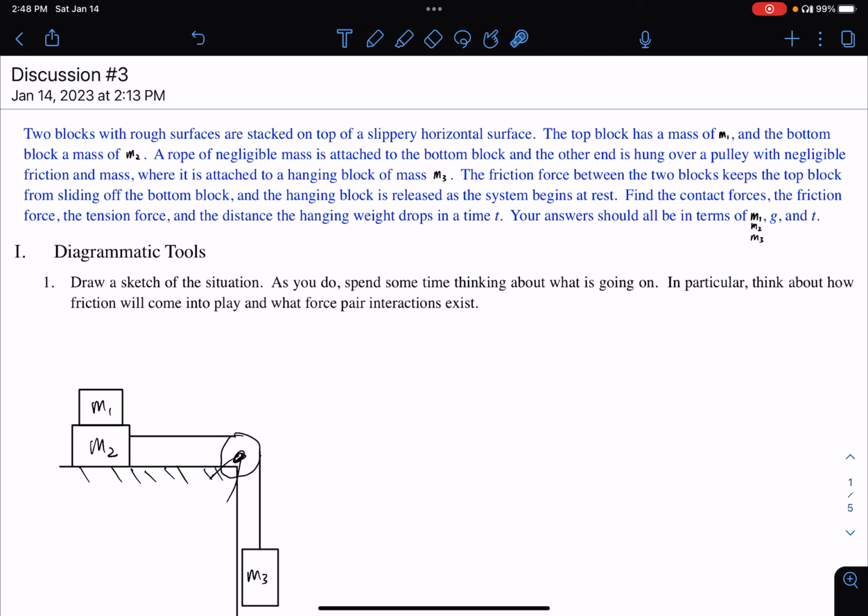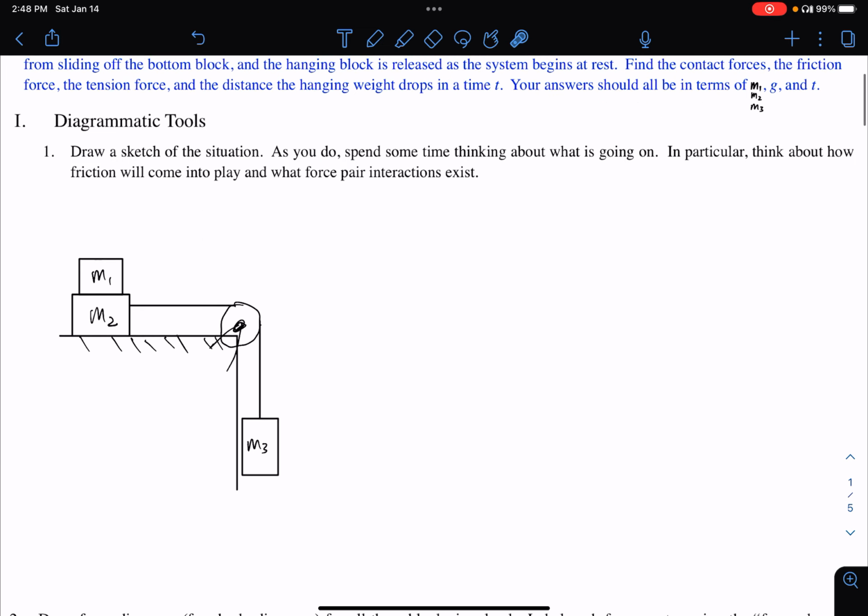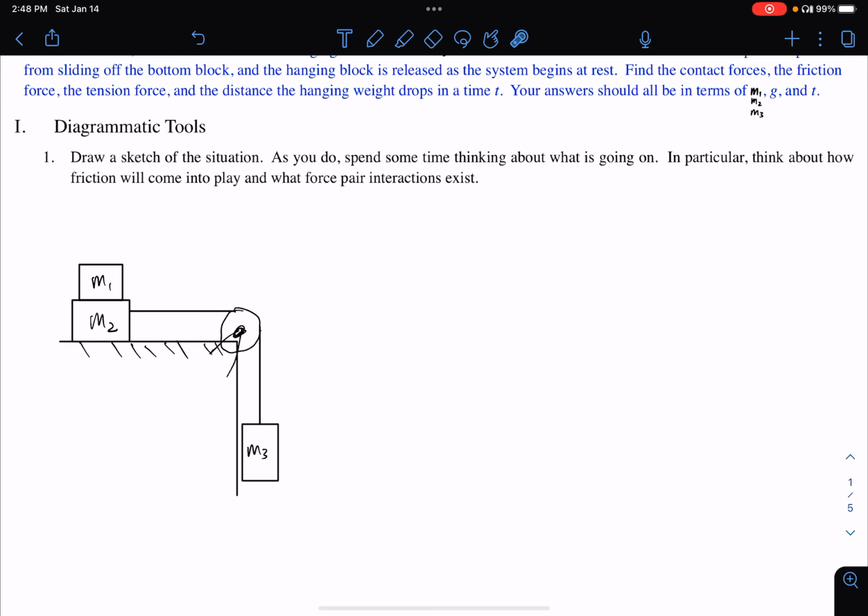In this video, I'm going to work with the same question but label the mass of the blocks as M1, M2, and M3. So it's going to be a more general case, and I think it will be more helpful for you guys. This is the problem we are solving.